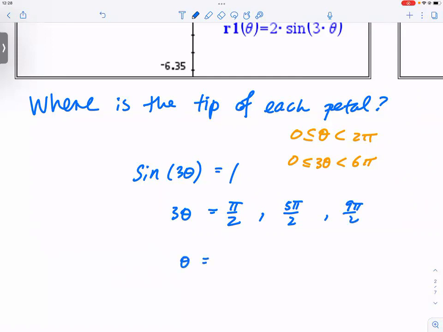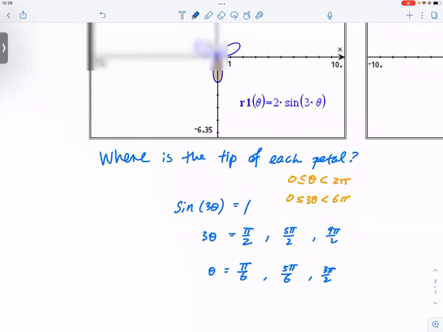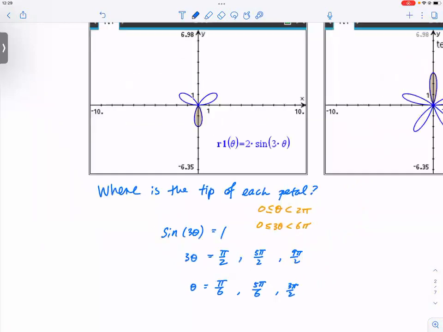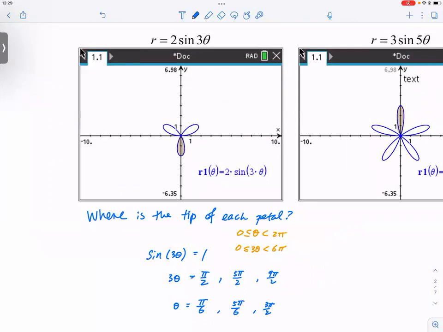And then we say, well, what about theta? That will be pi over 6, 5 pi over 6. And then, well, 9 and 3, they would reduce each other, so 3 pi over 2. So where are these 3 points? Well, sine 3 theta is equal to 1. That means times 2, you have all values of 2 at these angles.